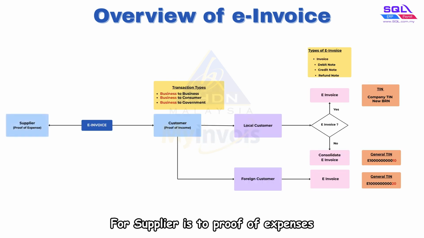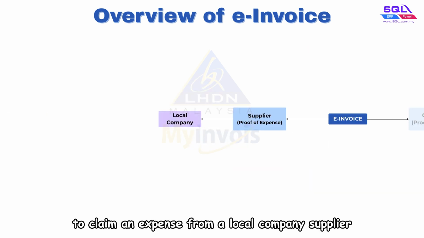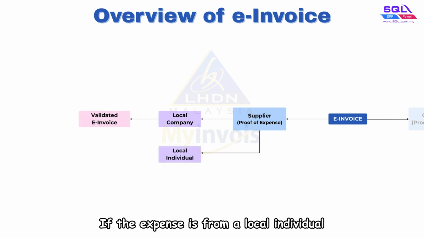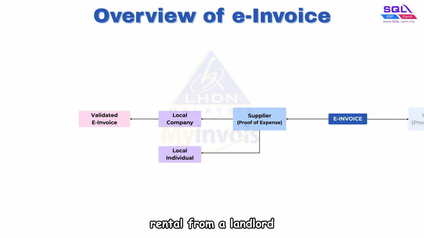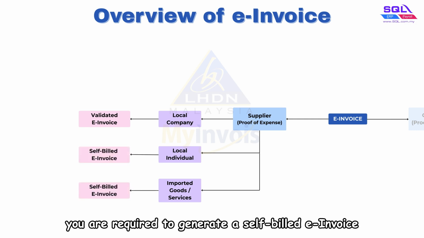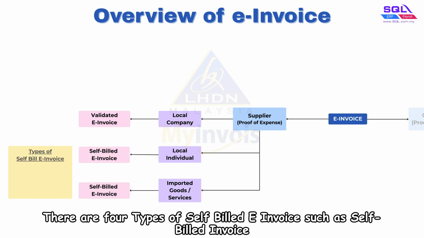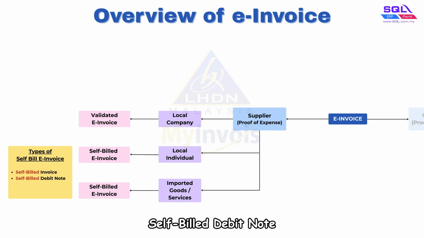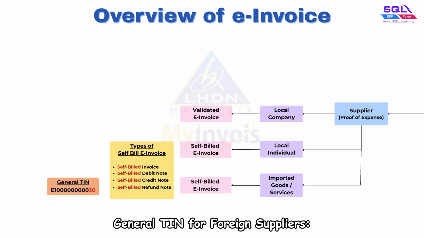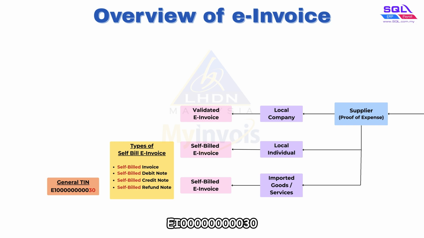For suppliers, it is proof of expenses. To claim an expense from a local company supplier, you must obtain a validated e-invoice. If the expense is from a local individual, for example rental from a landlord, payment to an agent, or involves the import of goods or services from an overseas supplier, you are required to generate a self-billed e-invoice. There are 4 types of self-billed e-invoice such as self-billed invoice, self-billed debit note, self-billed credit note, and self-billed refund note. General TIN for foreign suppliers, EI with 90 and 30.